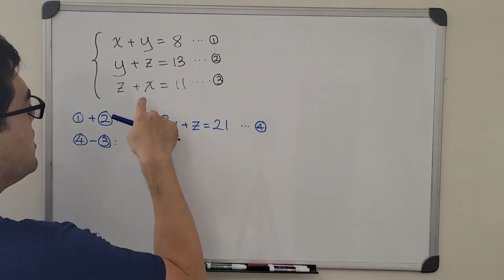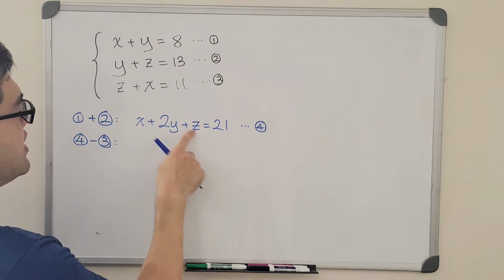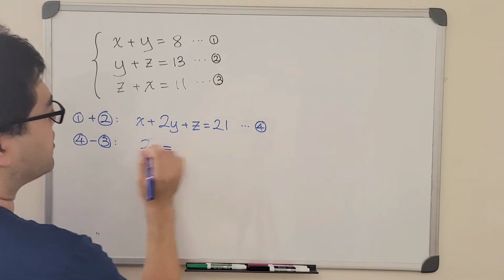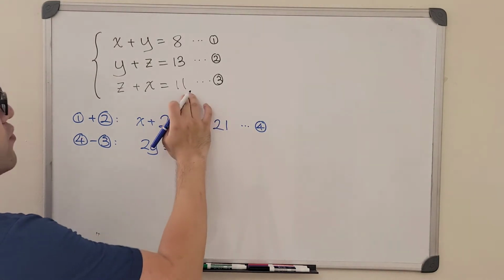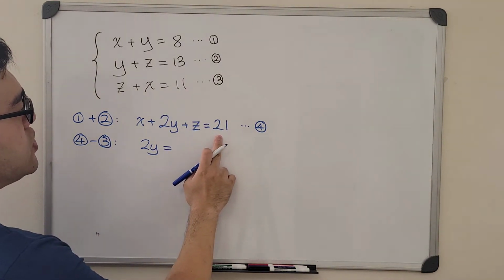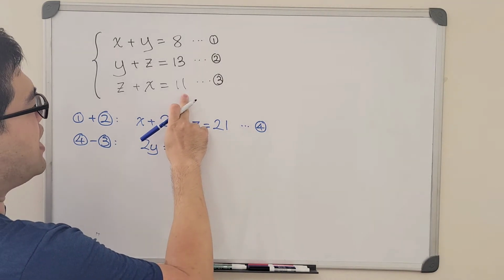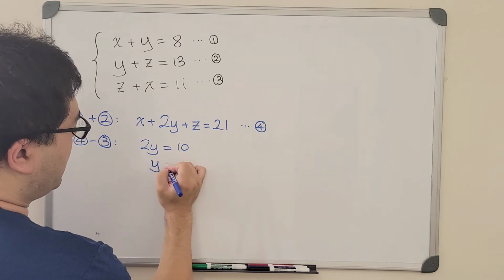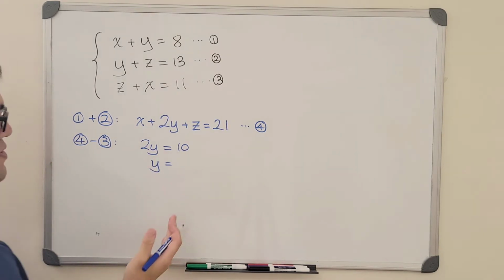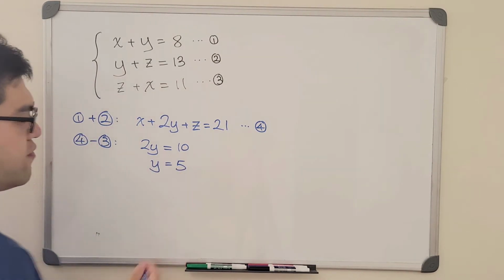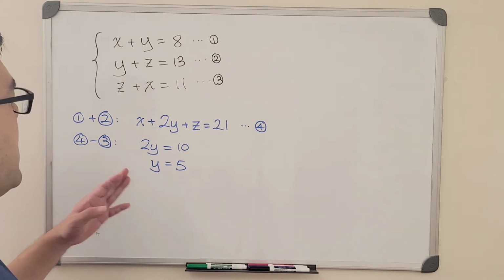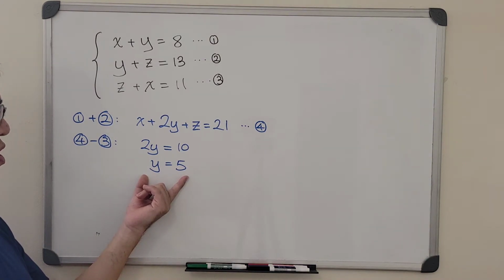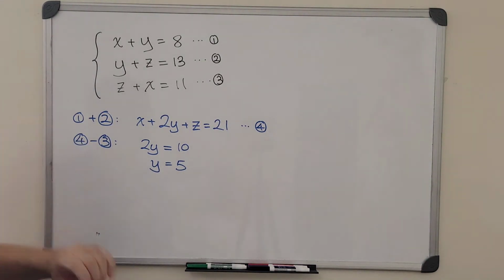So let's see. The x will cancel out, the z will cancel out, and we end up with 2y on the left-hand side. On the right-hand side, we get 21 minus 11. So that's equal to 10. And to solve for y, we divide both sides by 2 and get y equals 10 over 2, which is 5.